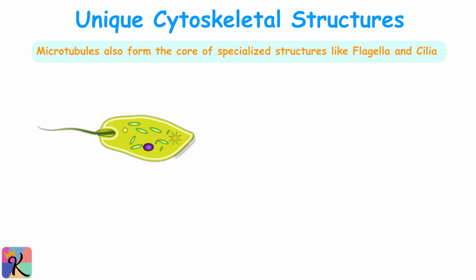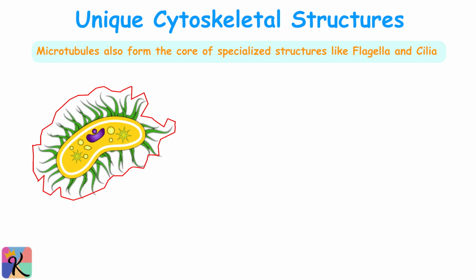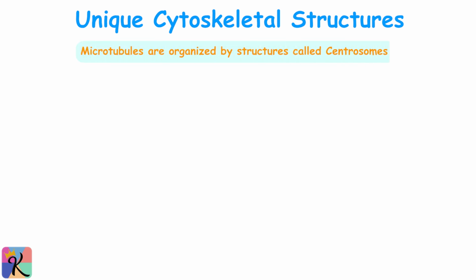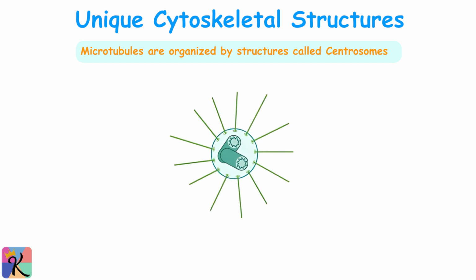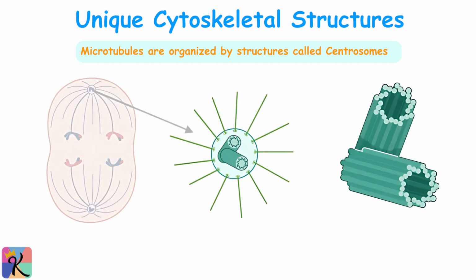The flagellum is a whip-like tail found on sperm cells, allowing them to swim toward an egg. Meanwhile, cilia are shorter hair-like structures that beat in unison, creating movement. For instance, cilia in our respiratory tract help sweep mucus and debris out of the lungs, acting like a conveyor belt for cleaning. Microtubules are organized by structures called centrosomes, which consist of two centrioles. During cell division, these centrioles help organize the mitotic spindle, ensuring accurate chromosome separation.